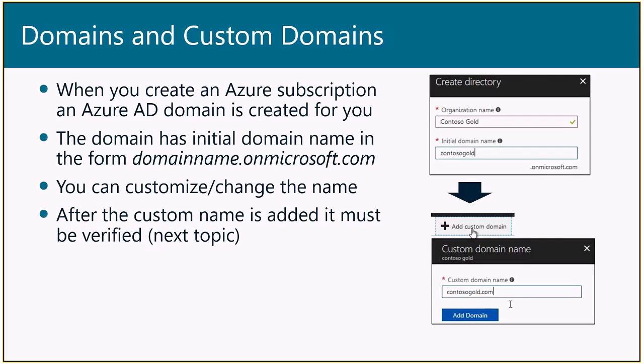So in this demo, when we do the lab, we are going to create custom domains. You can also create a custom domain. Notice that to create a directory, the organization is Contoso Gold. The initial domain name is Contoso Gold, which is always going to have .onmicrosoft.com appended to it. But I can also create a custom domain name called contosogold.com.